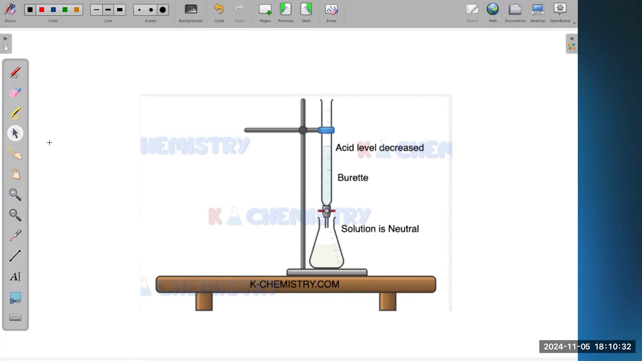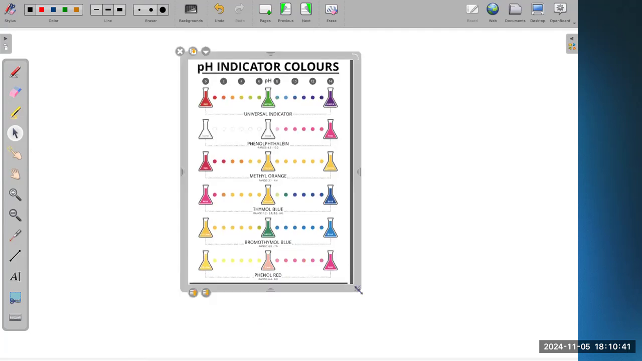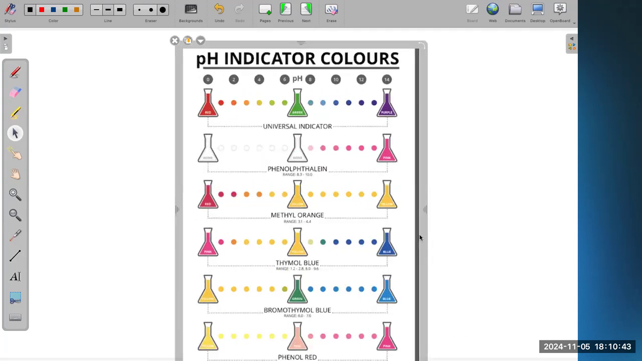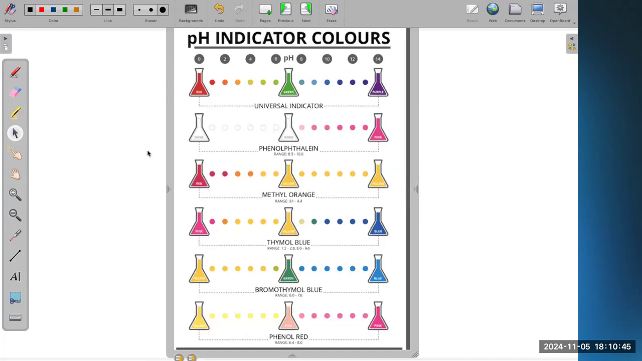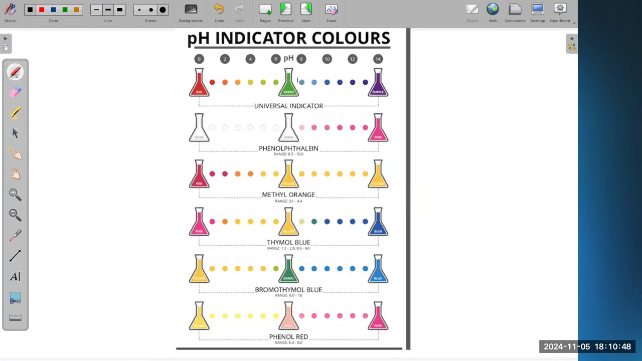Okay, I get it. We are not taking all of this in pH indicators. We are just taking some of them, so I'll tell you which one of them to know. The first one is the universal indicator. We have seen this indicator before. When the solution is neutral, the color is green. When the solution is red, then it is a strong acid, and when it is purple, it is a strong base. And then I have a range of colors in between.